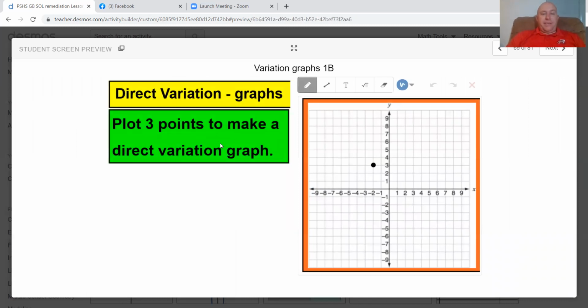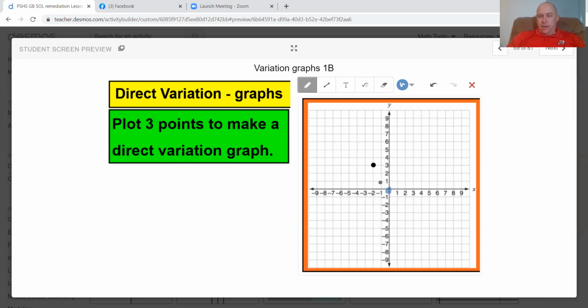Try and plot 3 points to make a direct variation graph. So this is one way you have to draw on the actual picture. The most obvious one is we know 0, 0 must be one of these points. And then to find the other ones, we just do some counting. How do we get from one dot to the other dot?